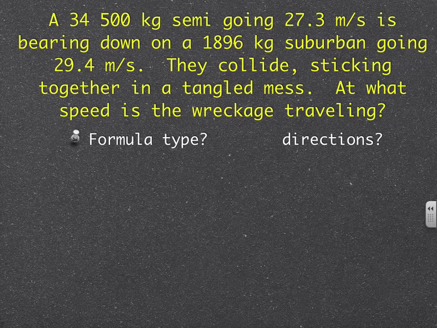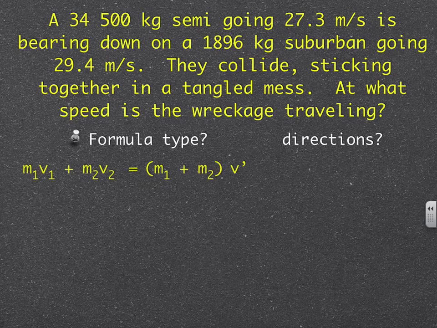Yeah. Because when you look at it, the Semi's going 27, but the Suburban's going 29. If the truck crunches into the Suburban and he's going slower, could he be hitting it from behind? No. That would be kind of hard. So the only way this is going to work is if they're going in opposite directions. So the formula type says, yeah, this is my inelastic collision.